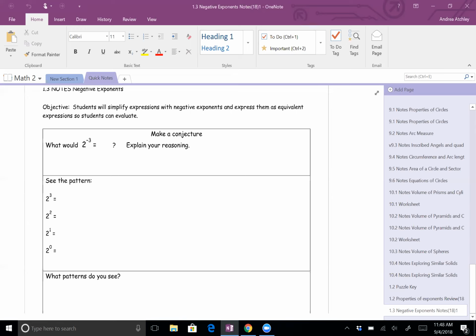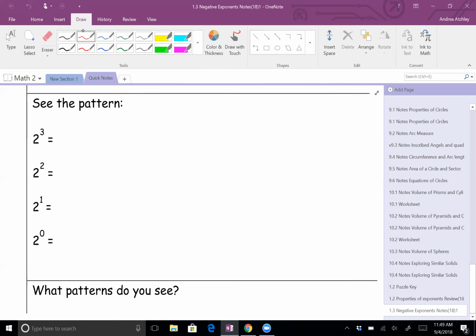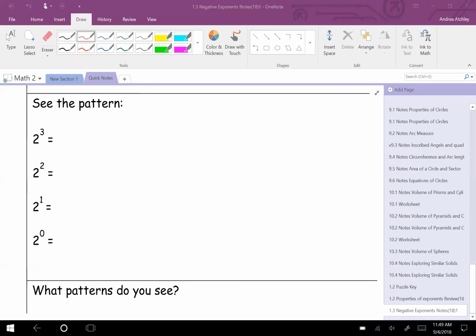So let's see the patterns. Our pattern is 2 to the third should have been 2 times 2 times 2, which is 8. And then 2 squared is 2 times 2, which is 4. And 2 to the first is just 1, 2, which is 2. And 2 to the 0, we should all know now is 1. We talked about that.